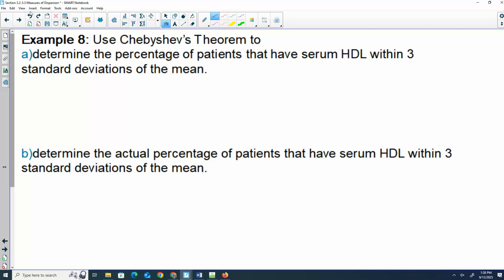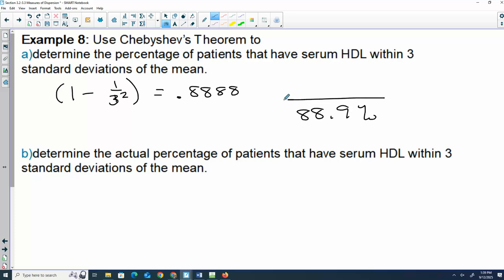So, using that, I want to determine the percent of patients that have cholesterol levels within 3 standard deviations of the mean. So we said it wasn't perfectly bell-shaped, if we decided it wasn't close enough, and we did this instead. So that would be 1 minus 1 over, my k is 3. So you get 0.888 repeating, or 88.9%.